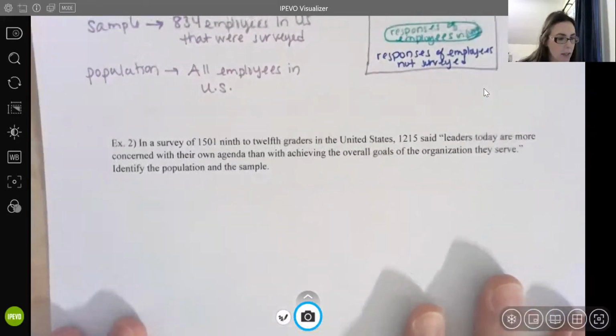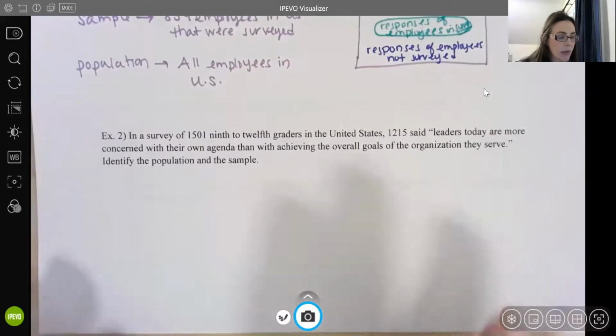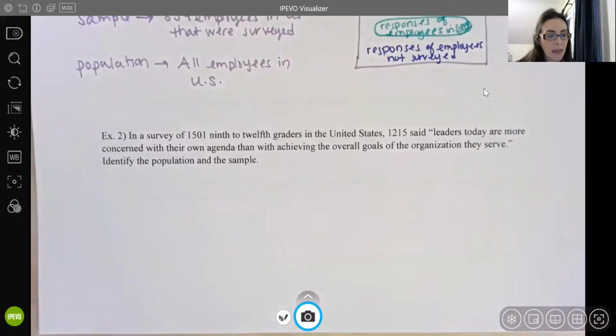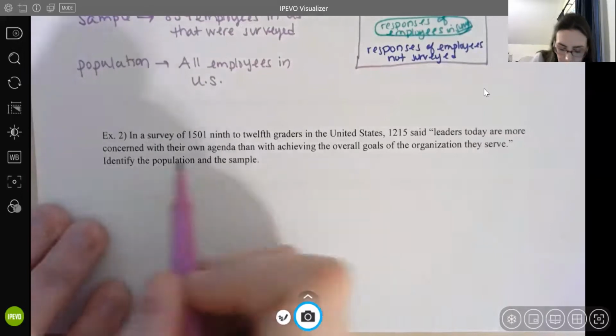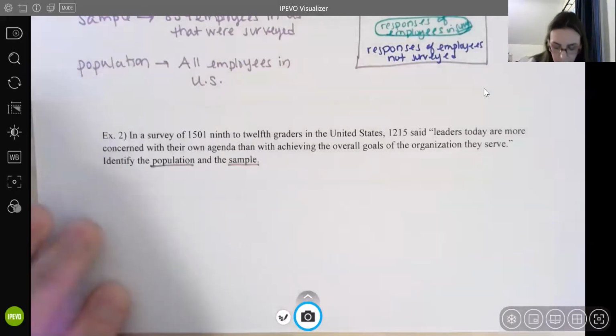All right, here's another example. In a survey of 1,501 9th to 12th graders in the United States, 1,215 said leaders today are more concerned with their own agenda than with achieving the overall goals of the organization they serve. And again, our goal for right now is just to identify the population and the sample.